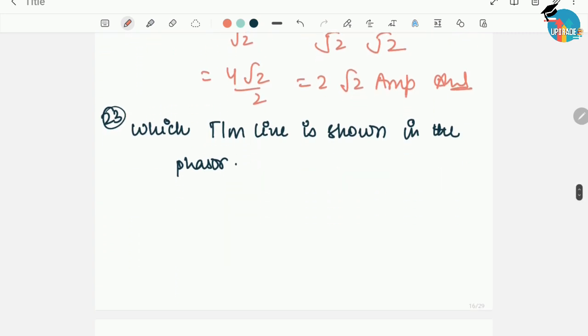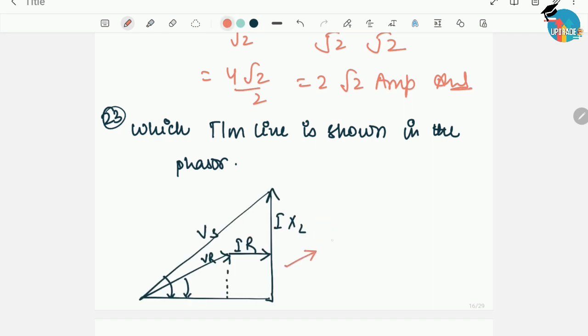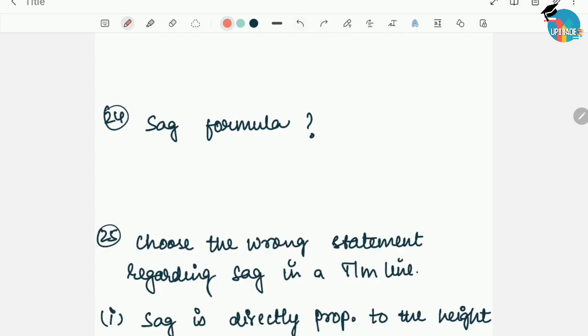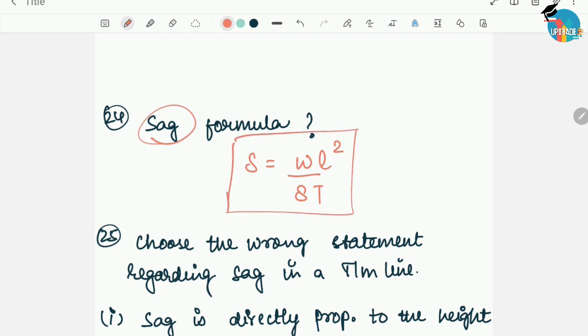The next question is, which transmission line is shown in the phasor diagram? This phasor diagram is of a short transmission line, so the correct answer was short transmission line. The next question was related to the sag. The formula for sag is omega L square by 8T. The correct answer was omega L square by 8T.